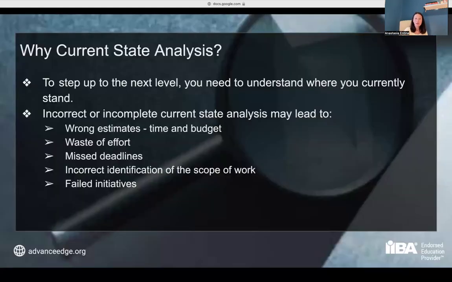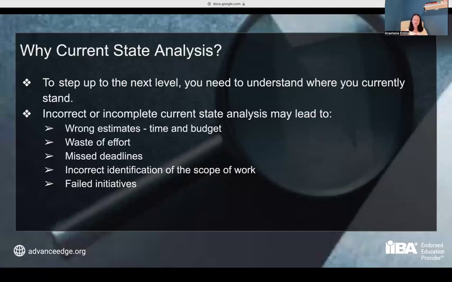Let's proceed. So again, why current state analysis? Why should we work on it? Why should we invest our effort into the current state analysis? Because always, to get to the next level, assume you are going upstairs, right? You need to understand the level where you currently are. That's the rule.